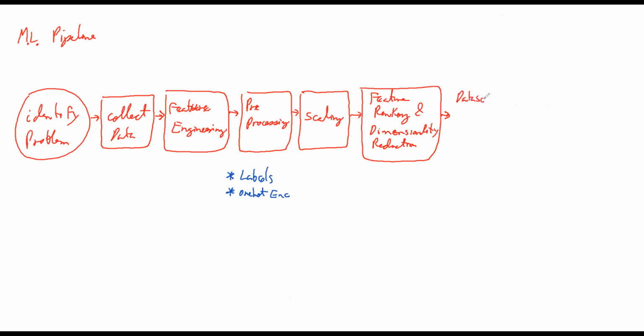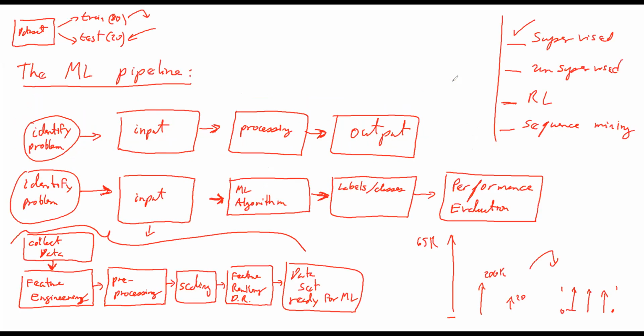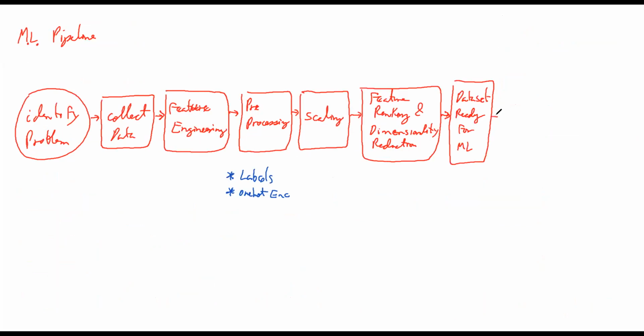So data set ready for ML. Okay. After that, so that's sort of the input, right? Then we have choosing the machine learning algorithm. All right. So the ML algorithm. I can even make this one kind of a circle because it sort of stands out on its own.